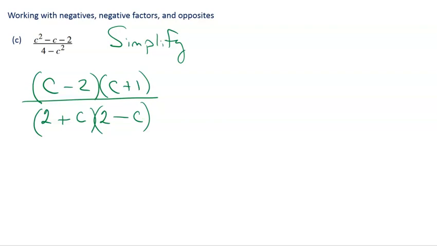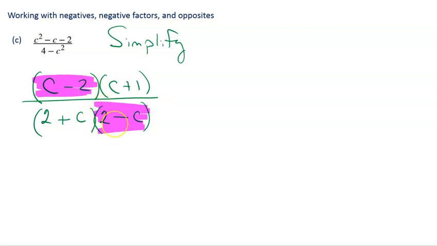Now I'm looking for common factors to cancel. But I want you to notice something. Check out this. This is c minus 2 and 2 minus c. Are they the same? They are definitely not the same. But they're almost the same, right? They're just backwards of each other. Look, the c is positive here on the top. The c is negative down here in the denominator. The 2 is negative here on the top. The 2 is positive here.